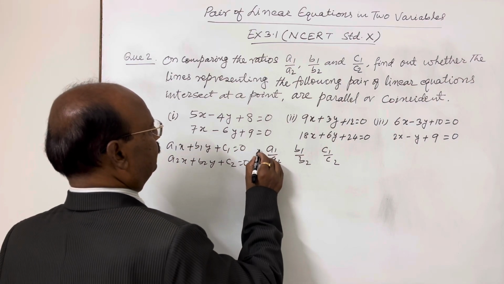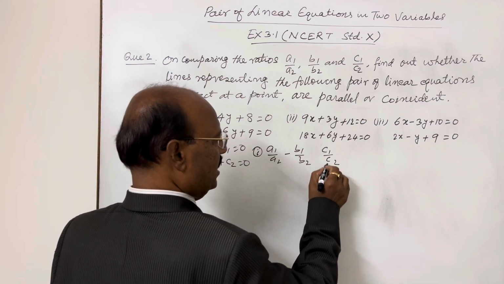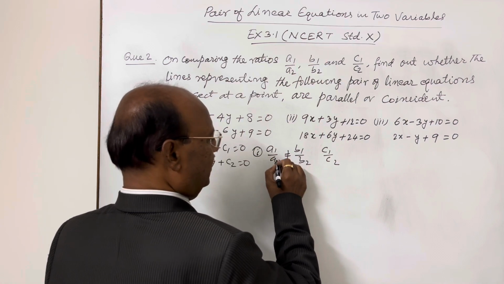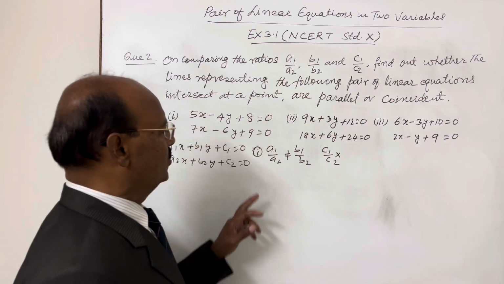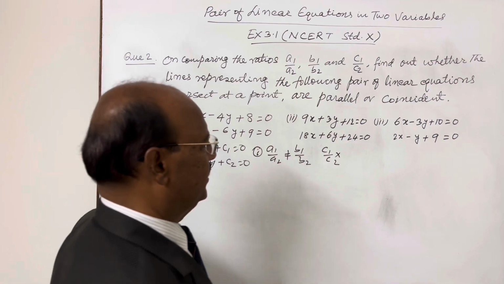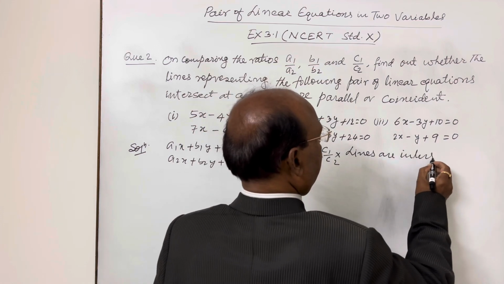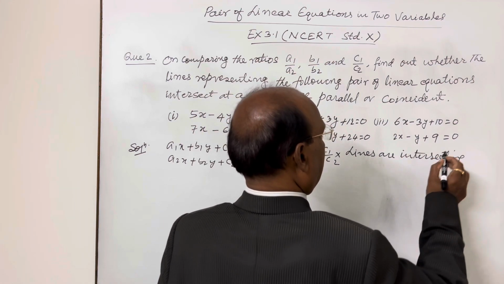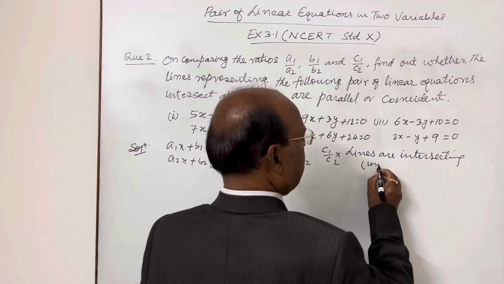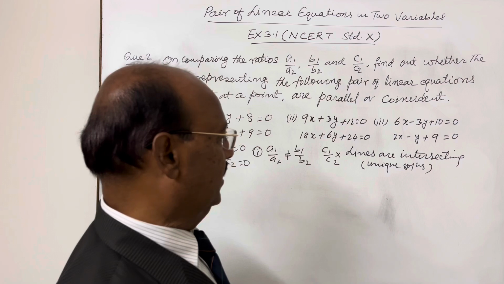First condition: a1 by a2 is not equal to b1 by b2. In this case, we do not consider c1 by c2. So if a1 by a2 is not equal to b1 by b2, it means lines are intersecting. And when two lines intersect each other, then we will find a unique solution of the pair of linear equations.